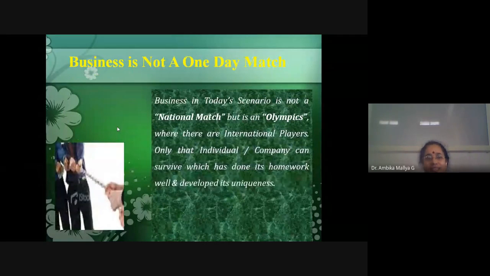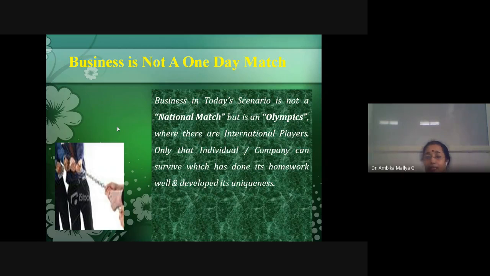Now, business is not a one day match. What does it mean? It means, see, when you join a job, or as a trainee, or in a permanent position, it is not for a day or two, isn't it? It's for keeps. Of course, you might not stay in the same company, but you'll be working somewhere else. And again, when you speak of business, it is not a one day match. In the sense, it's a continuation, isn't it? It's a continuation.